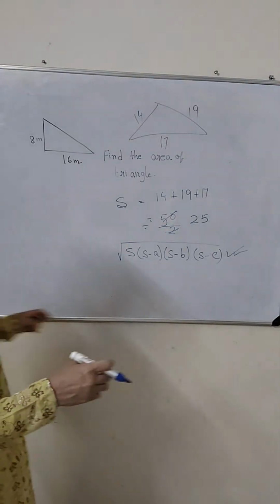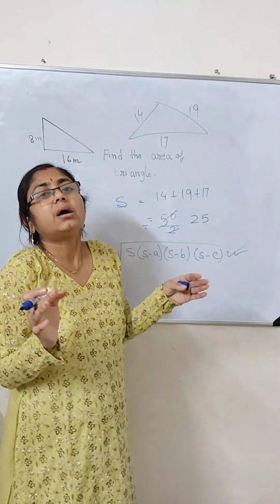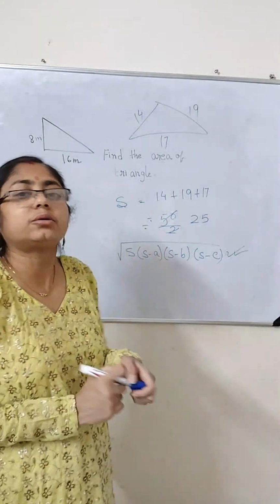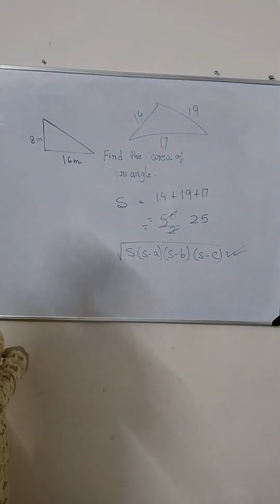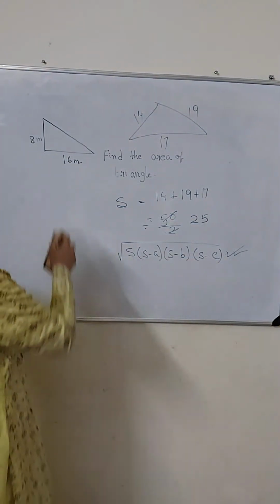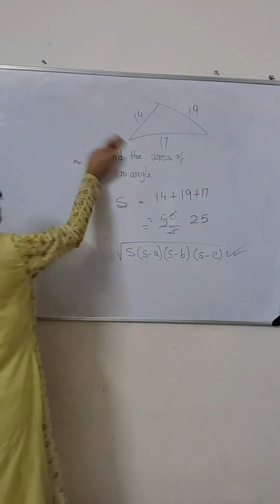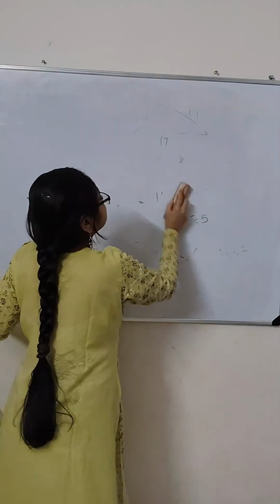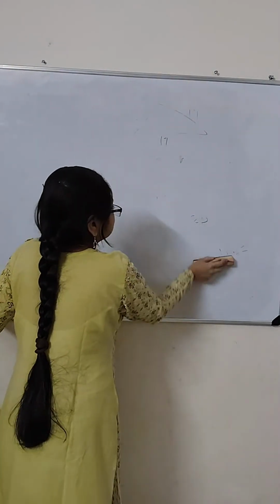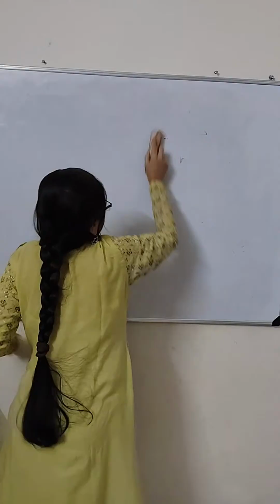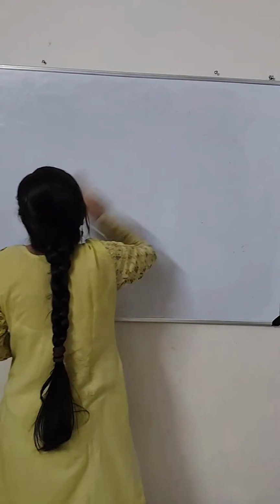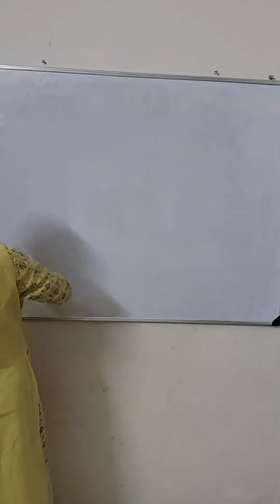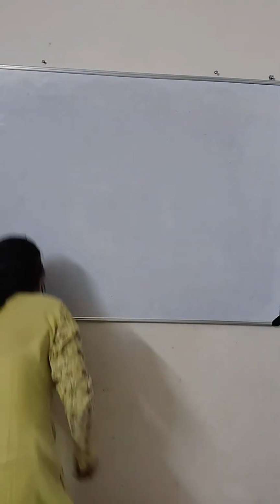I think I have cleared the area of the triangle part. Then can I go to the next part? If anybody has any doubt, please write in the chat box. Today I am not teaching in a very detailed way because now it is the time for exams. I just brush through the part.